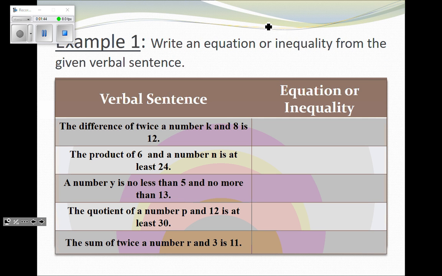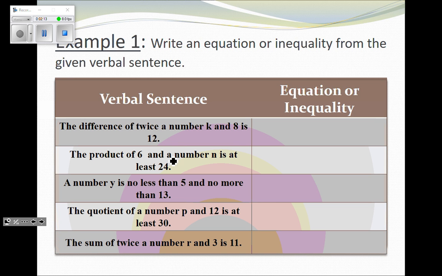All right, so just like we did last time, we're going to take the verbal sentence and, instead of just an expression, we're going to create an equation or an inequality. Okay, so there are some keywords we want to make sure we pay attention to. So in this first one, we have the difference of twice a number, k, and 8 is 12.